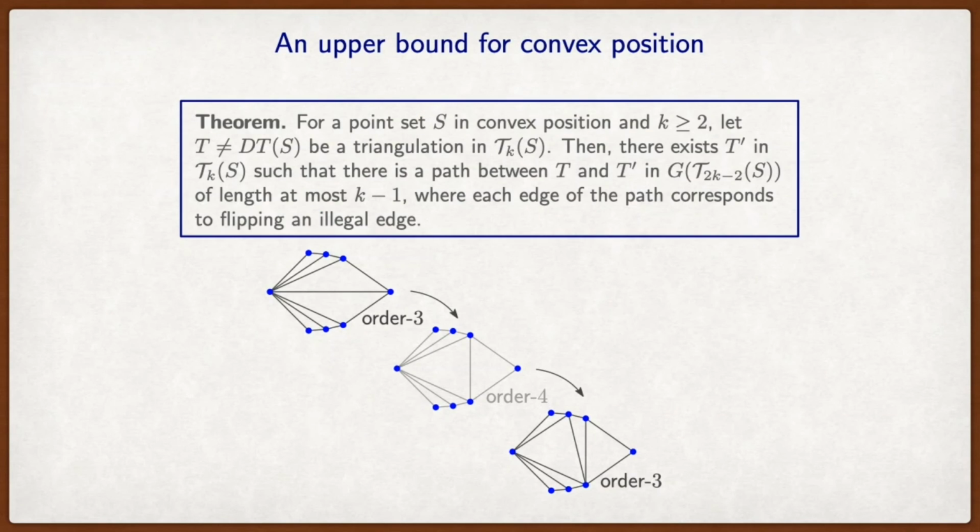Now, this concludes the second result, that is, for any triangulation different from the Delaunay triangulation of a point set and K at least 2, there exists a triangulation T' such that there is a path between T and T' in the flip graph of order 2K-2 of length at most K-1, where the triangulations defined by such path are given by flipping only illegal edges.